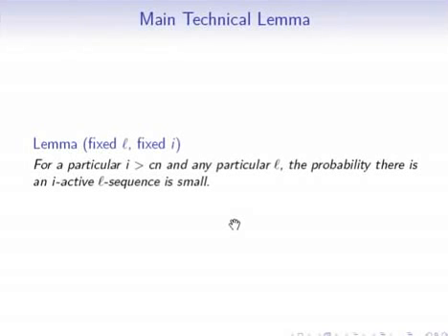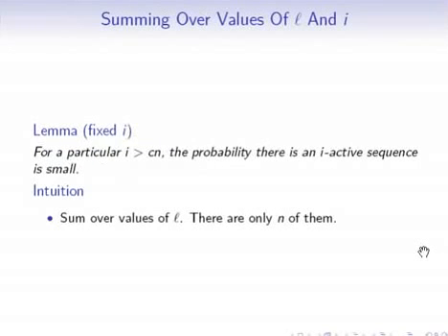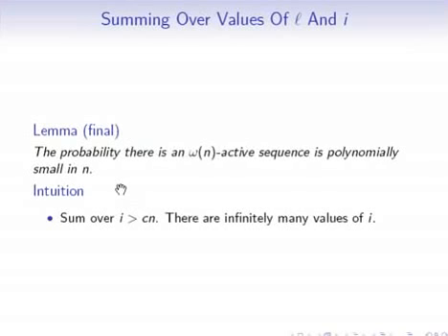So we get that for a particular I bigger than a constant times n, and any particular L, the probability there's an I-active L sequence is small. Then we sum over values of L. There are only n of them. The next thing we do is sum over values of I that are bigger than a constant times n. There are infinitely many such values of I, but the probability is exponentially small. So that's how we get our final lemma, which shows that the probability that there's an omega n-active sequence is polynomially small in n.